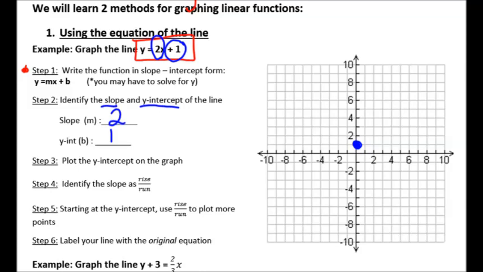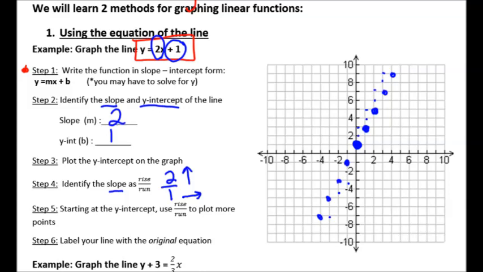Then from here, we're going to use our slope, and we're going to use the rise over run to plot more points. If it's just a plain number, you see what I did? Put a little 1 under it. Now the rise tells us how far up we're going to plot, and the run tells us how far over we're going to go. Starting at the y-intercept, we're going to go up 2 and over 1 to plot a new point. Then we'll do it again: up 2 over 1, plot a new point, up 2 over 1, up 2 over 1 to plot more points. If you want to extend your line, you can start at the y-intercept and go back the other way. Go down 2 and over 1 to continue.